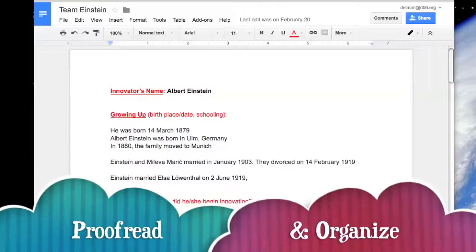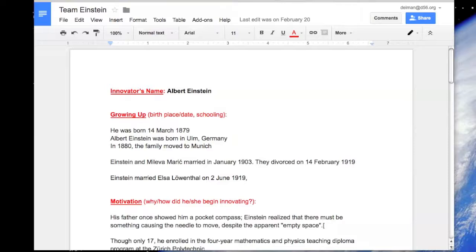During this part of the project, what you're going to want to do is to proofread and organize all the information you've already collected. This is going to make the last part of the project much easier. So you want to reread each fact that you collected, make sure it's in a complete sentence, and make sure that it makes sense the way it's written.